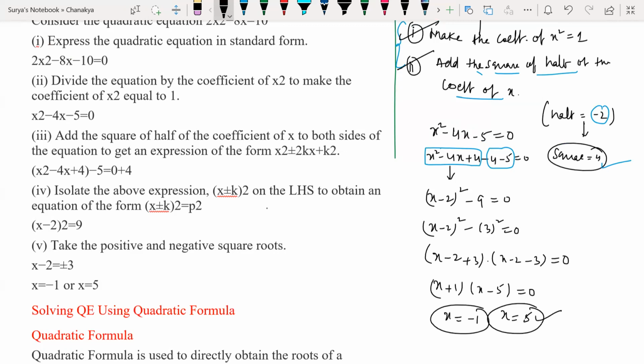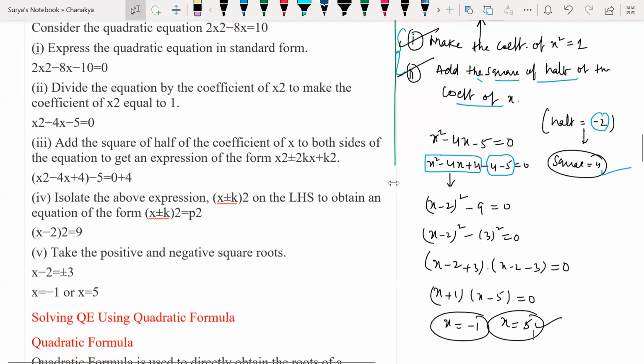Clear? This is how we can do the square method. Kavya Singhal, you were asking something. I'll tell you, a doubt. Look at this here. What I told you: add the square of the half of the coefficient of x. X square minus 4x, I added 4 here, and I added 4 minus 5 as it is. I added 4 on both sides. Am I correct?